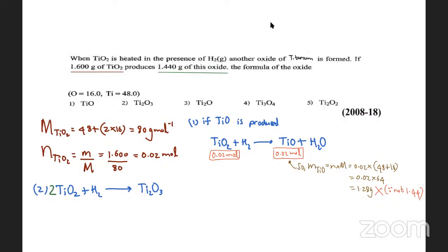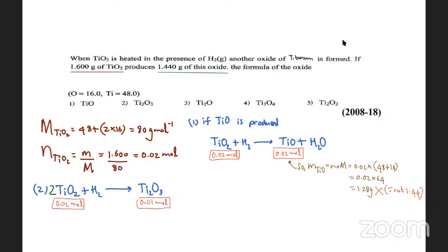Now in the question, they have mentioned 1.6 grams of titanium dioxide, or titanium 4 oxide, 0.02 moles. 0.02 moles of TiO2 should produce how many moles of Ti2O3, tell me? 0.01, exactly. 0.01, half of it. Why? Because the ratio is 2:1. So it should produce half of it. Half means 0.01 moles.